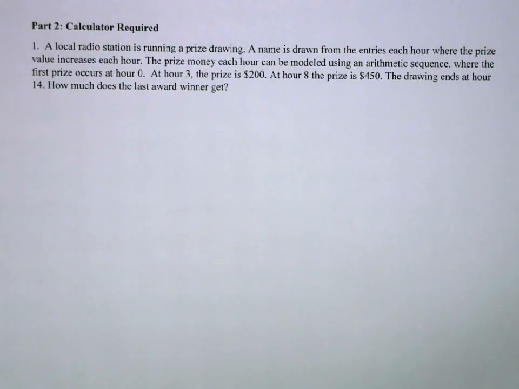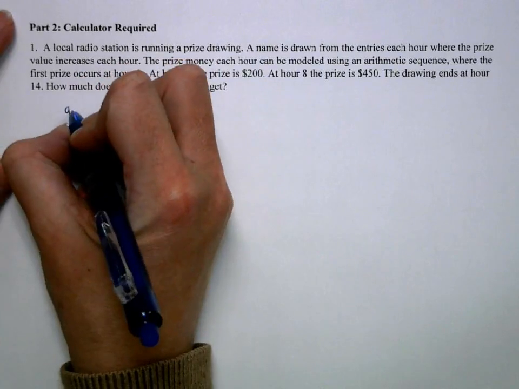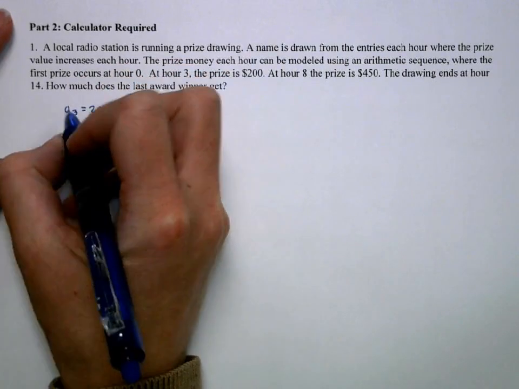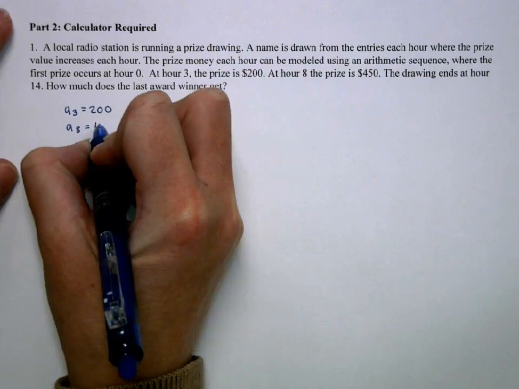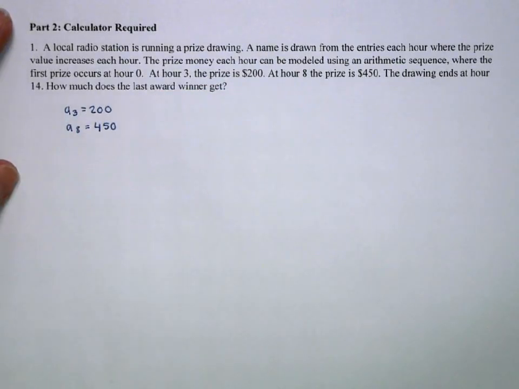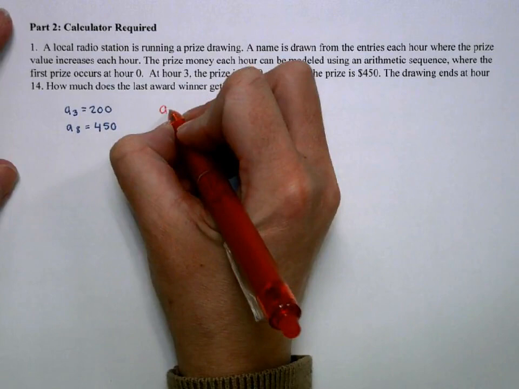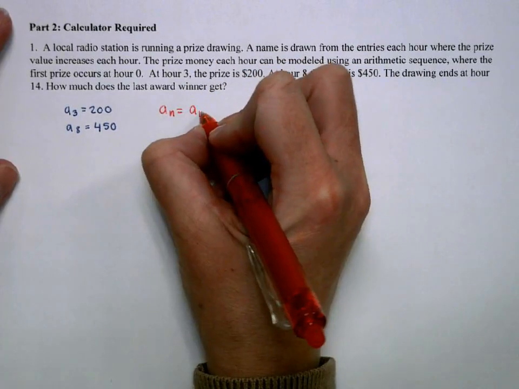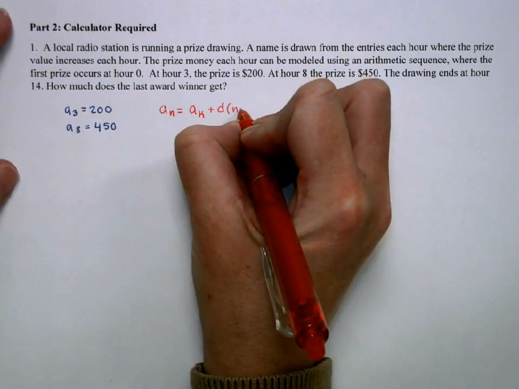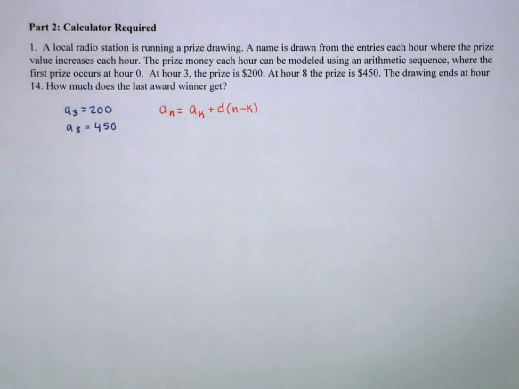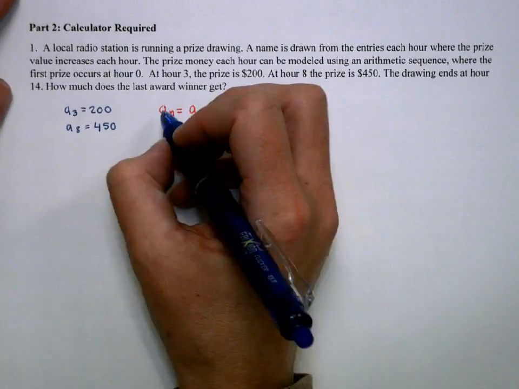So I've got two known values. I'm just going to write it as a3 equals 200 and a8 equals 450. Okay, so my general equation for an arithmetic is an equals ak plus d times n minus k. Now you could find the common difference using like the slope formula, but I'm just going to plug it into here. Okay, so I'm going to say 450 equals 200 plus d, which I don't know, times 8 minus 3.